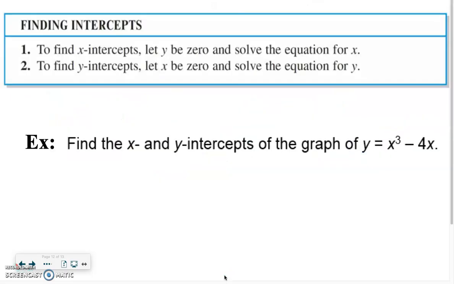All right. Now, finding intercepts is going to be a little bit of a different story, but the reason why we talked about what we just talked about is that we can actually use that concept in reverse.